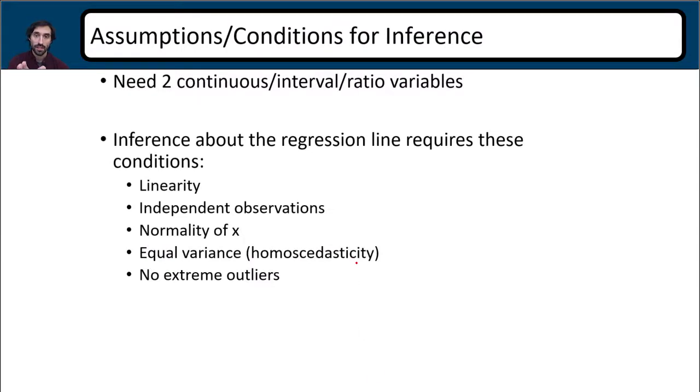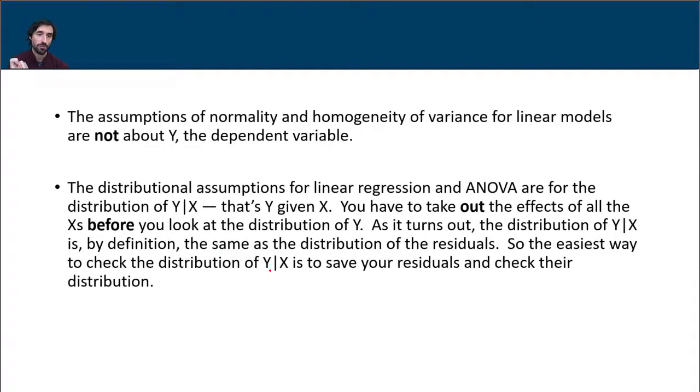Okay, some of the assumptions, the conditions in order for you to make an inference on this, are that both variables need to be continuous, scale, interval, ratio, all of those, as long as they're numbers that can go up and that can go down. It needs to have linearity. These need to have independent observations, so they can't be related to each other. There needs to be normality for your x variable. And they need to have equal variance and no extreme outliers. Within this, the distributional assumptions for the linear regression and ANOVA are for the distribution of y given x. That's what this line is here. That means y given x.